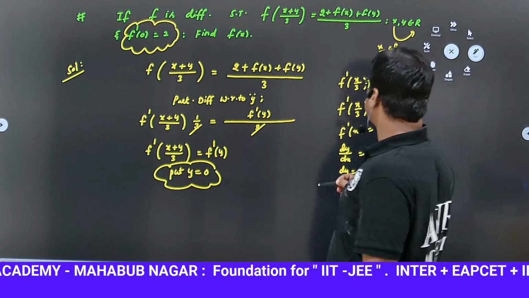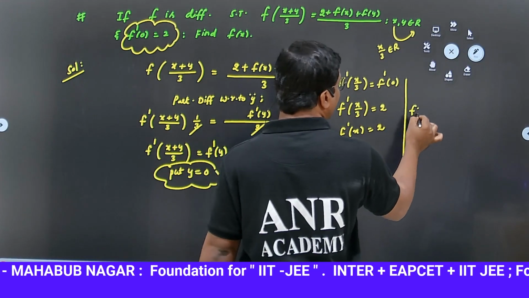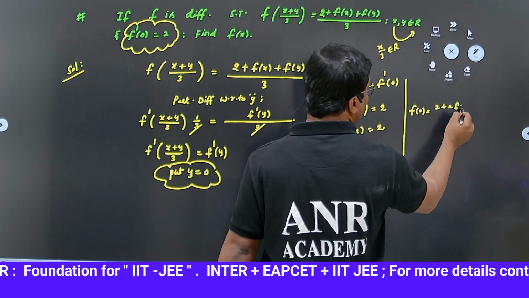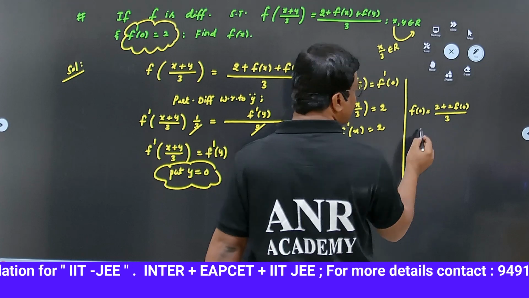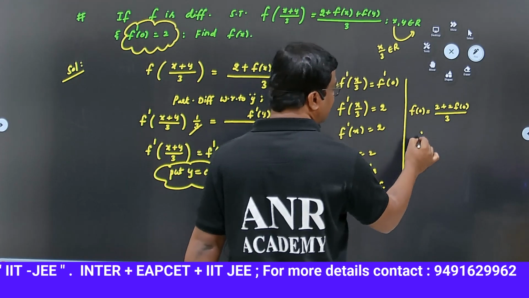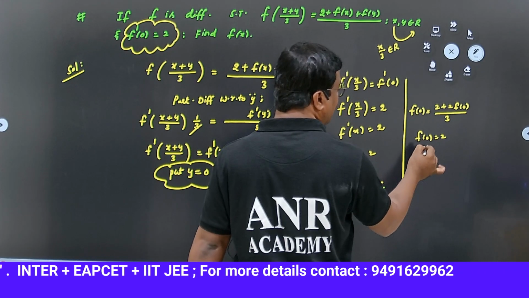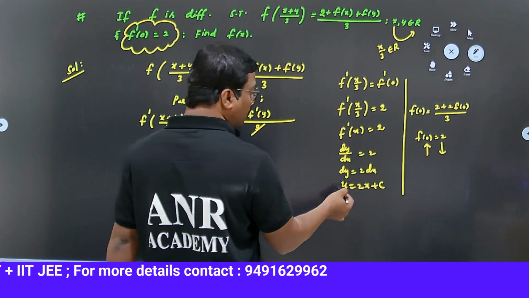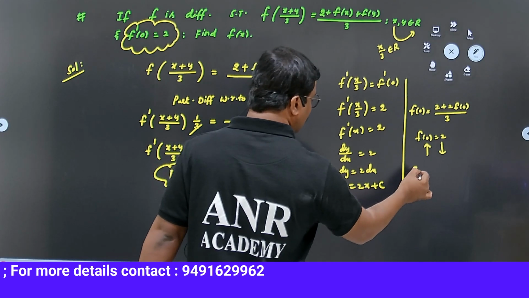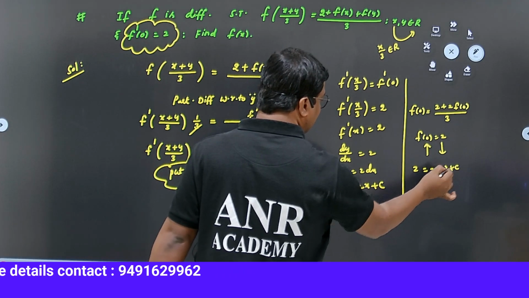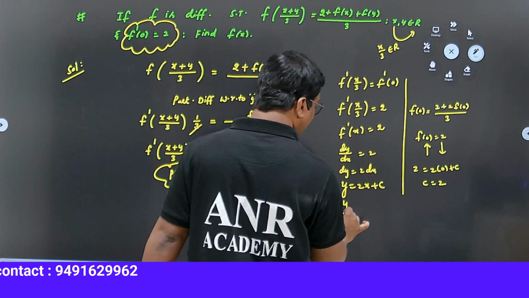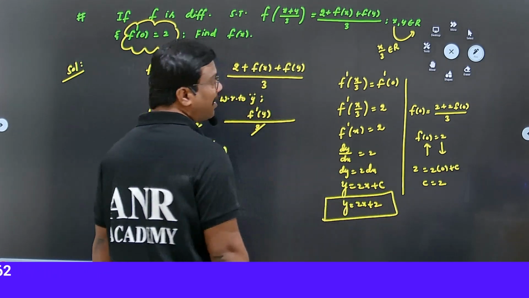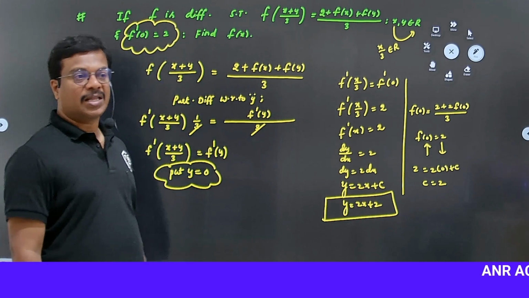what happens? Observe. Left hand side f of 0, right hand side 2 plus 2 times f of 0 divided by 3. 3 times f of 0 minus 2 times f of 0, that is f of 0 becomes 2. For input 0, output is 2 here. Input 0, output 2. So 2 equals 2 times 0 plus c, and hence the value of c is 2. Therefore, y equals 2x plus 2. This is the required function. Let us move to another question.